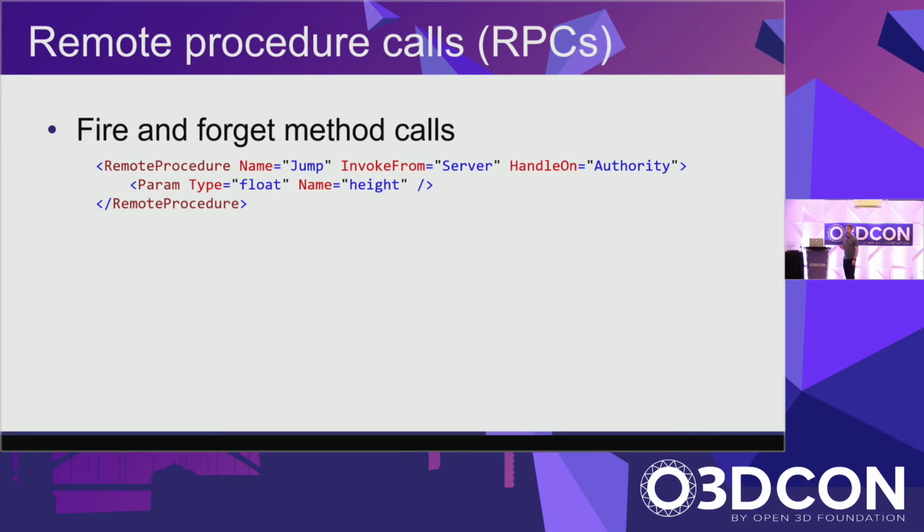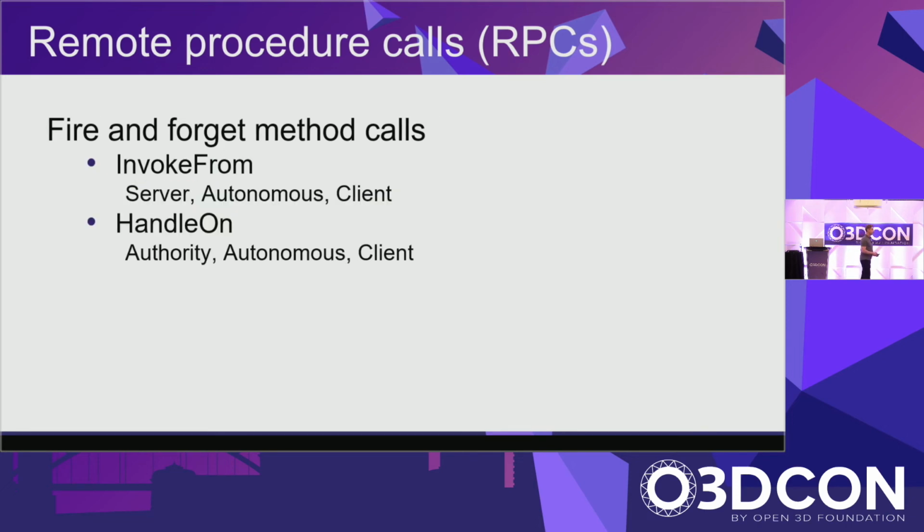I'm going to jump over to the remote procedure calls. This is the other communication mechanism we provide in the engine. These are basically fire and forget method calls, right? So it's a function call, but there's no return value. There are two interesting properties for these remote procedure calls as well, the invoke from and the handle on. And as before, they take a subset of the network entity roles we talked about in the beginning of the talk. And the roles here, they're really there primarily for security purposes.